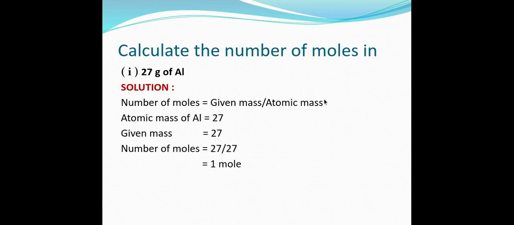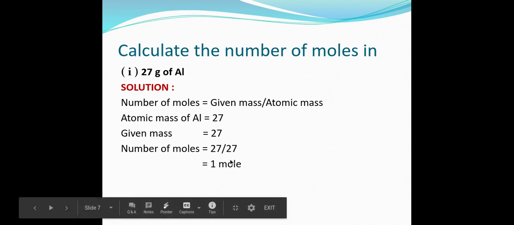Why are we using atomic mass here? Because it is given as aluminum, and aluminum is an atom. So the atomic mass of aluminum is 27. The given mass is 27 grams. Just substitute these values. Number of moles is equal to given mass, which is 27, divided by atomic mass, which is 27. So 27 divided by 27 is equal to 1 mole.